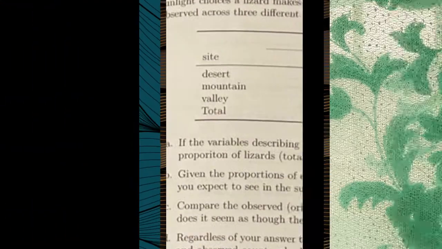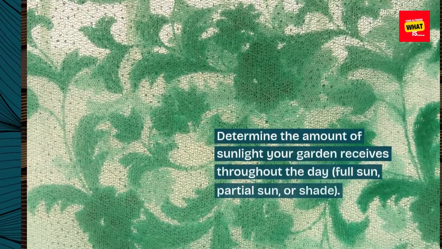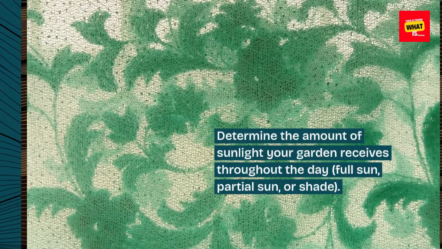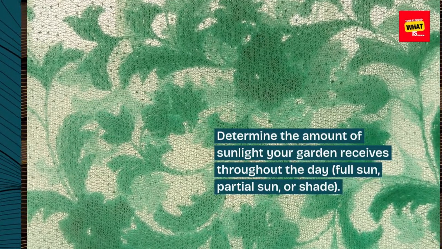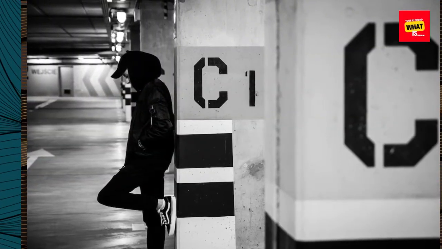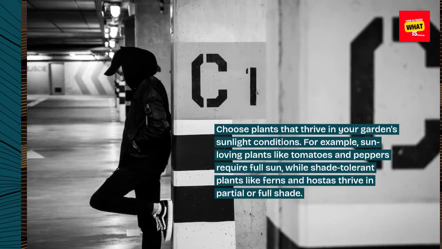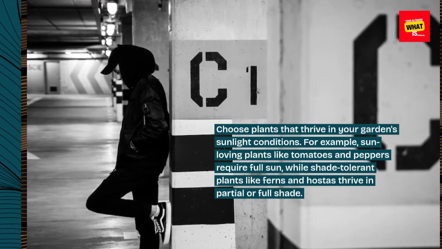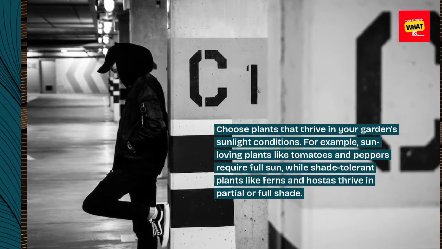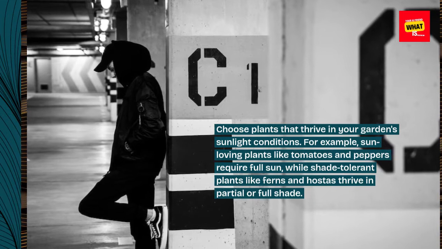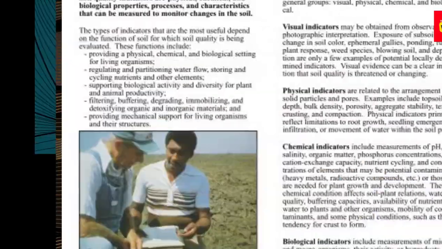Assess sunlight conditions. Determine the amount of sunlight your garden receives throughout the day: full sun, partial sun, or shade. Choose plants that thrive in your garden's sunlight conditions. For example, sun-loving plants like tomatoes and peppers require full sun, while shade-tolerant plants like ferns and hostas thrive in partial or full shade.